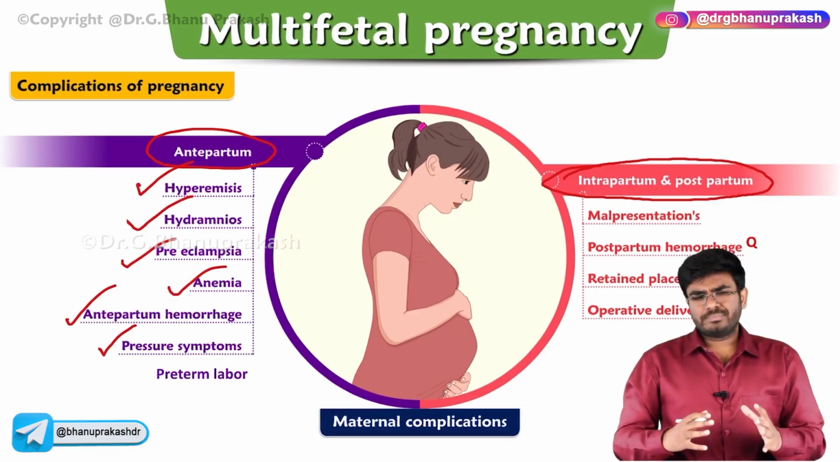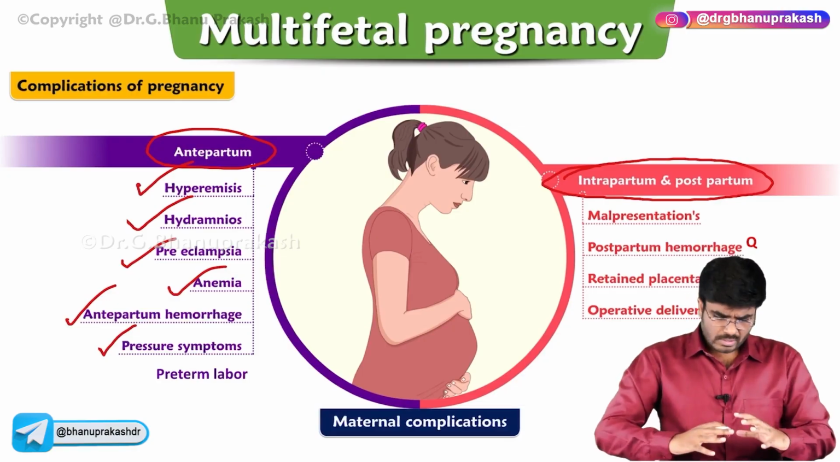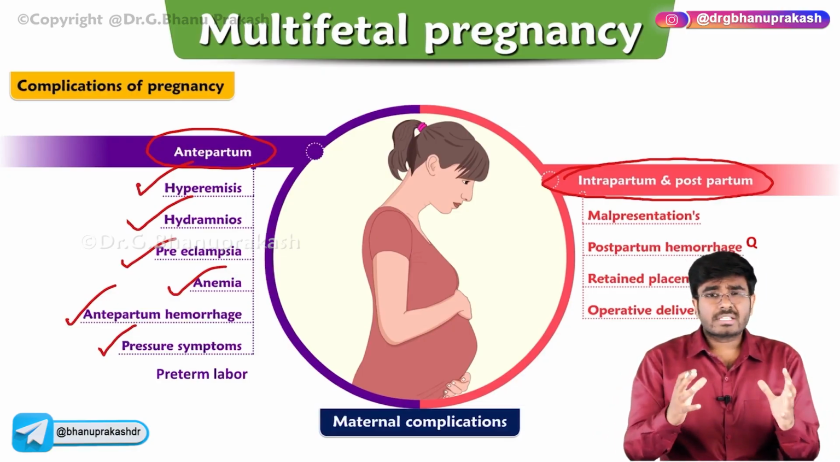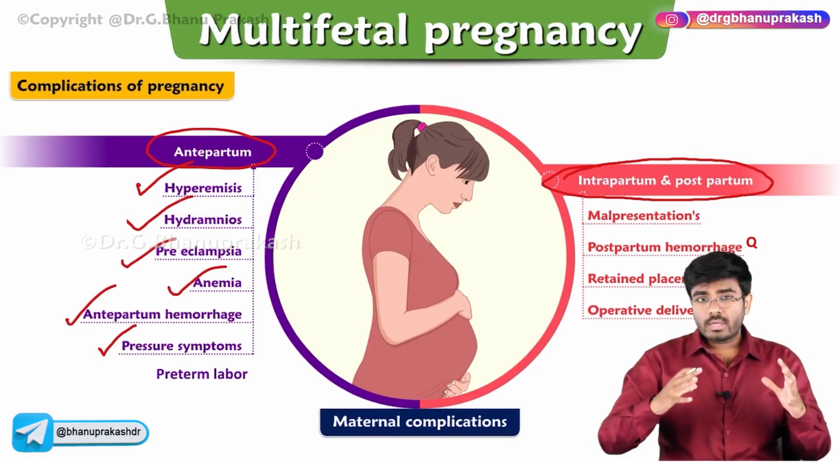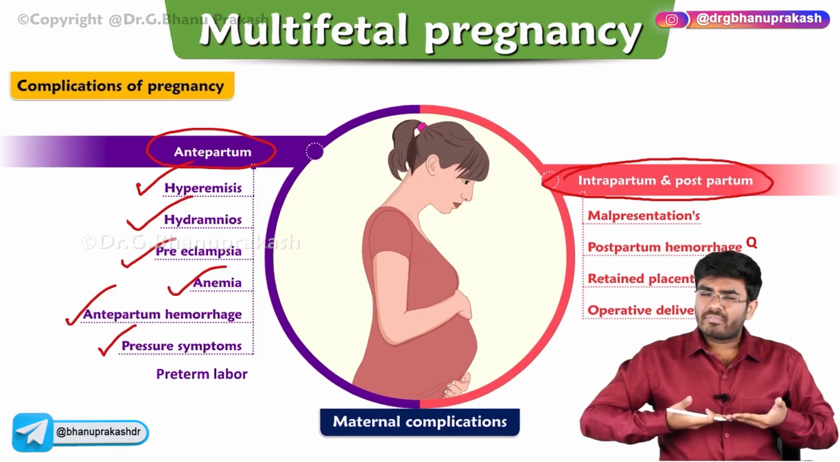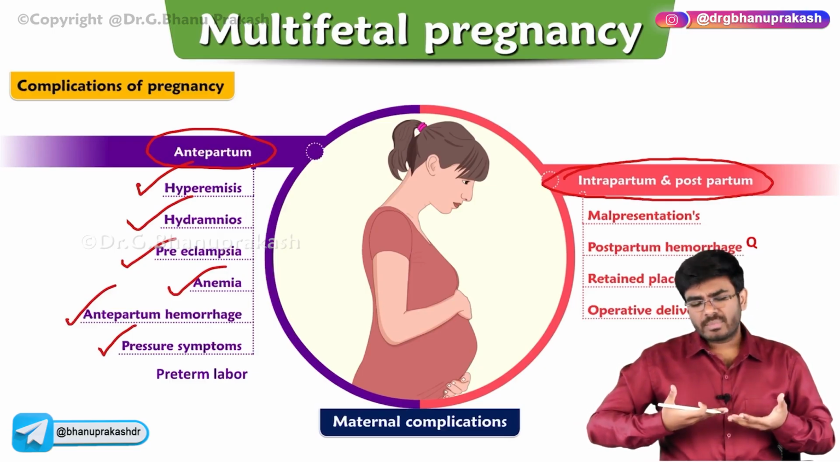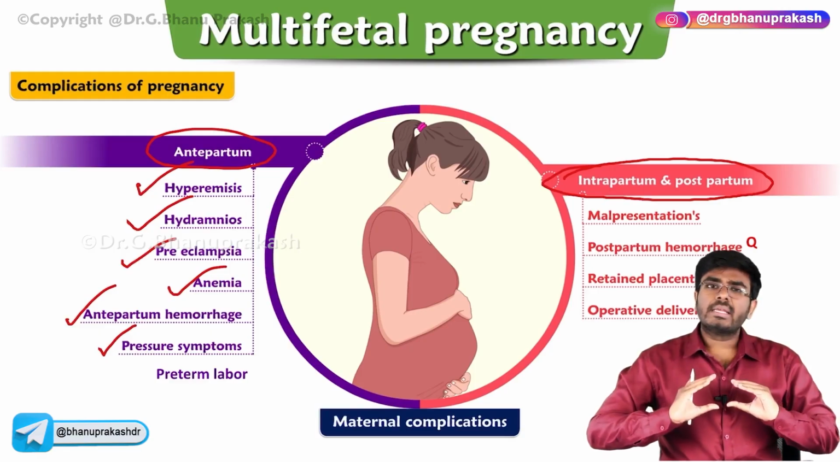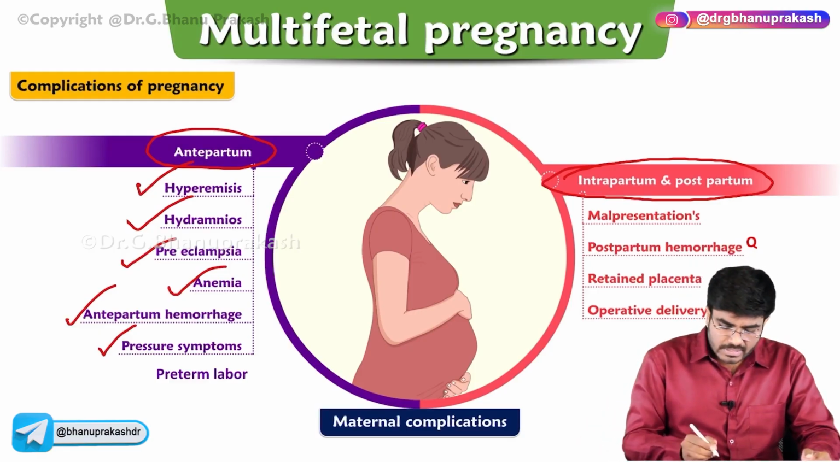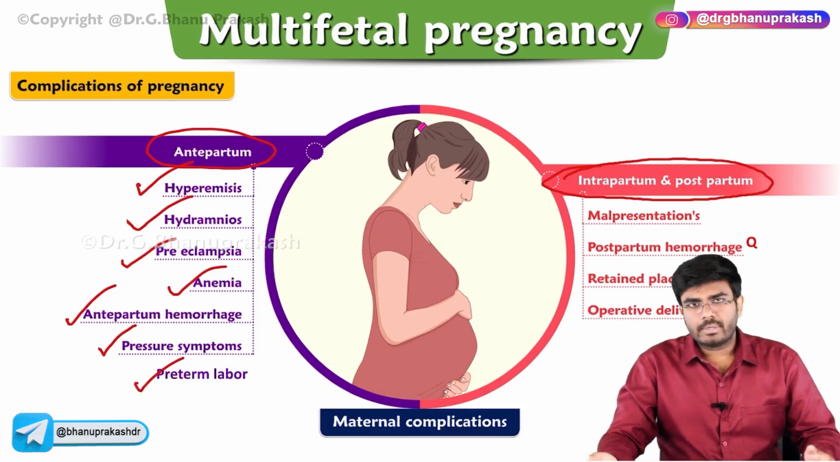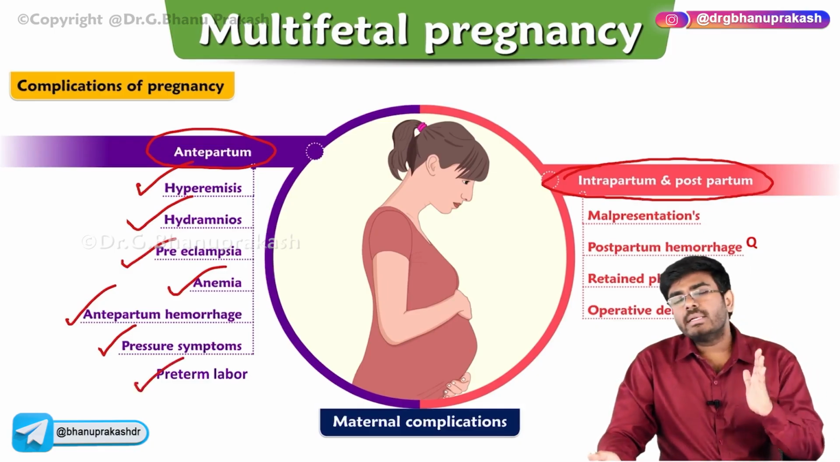Why pressure symptoms? Because with two babies, the fundus will be more distended. The uterus is going to distend more, the uterus is going to rise more. So it compresses the diaphragm. The diaphragm is getting compressed, the lungs are getting compressed. That causes dyspnea. So these are the pressure symptoms, and there can be a chance of preterm labor. All these are the maternal complications.